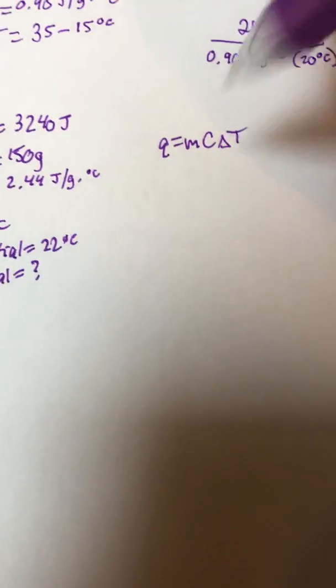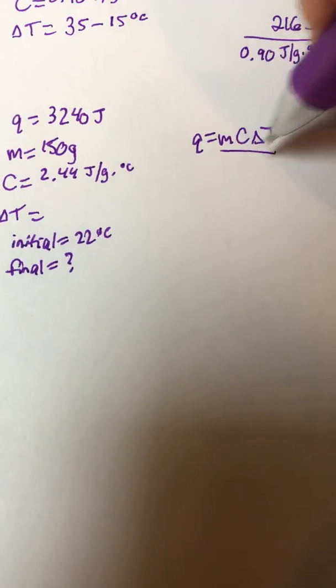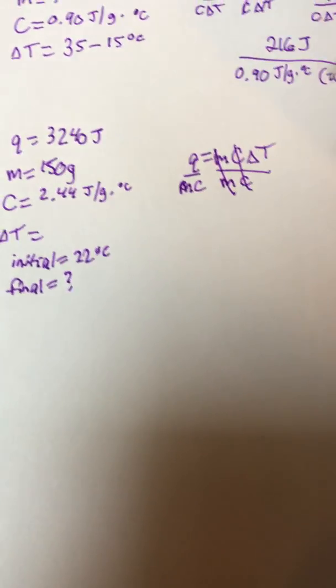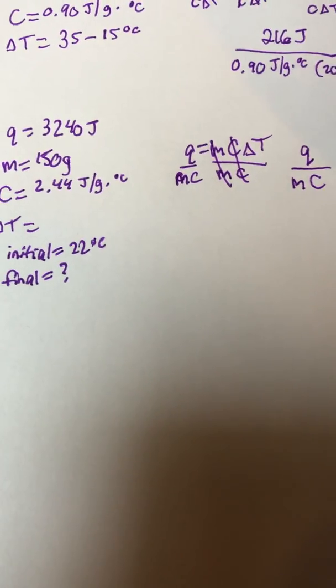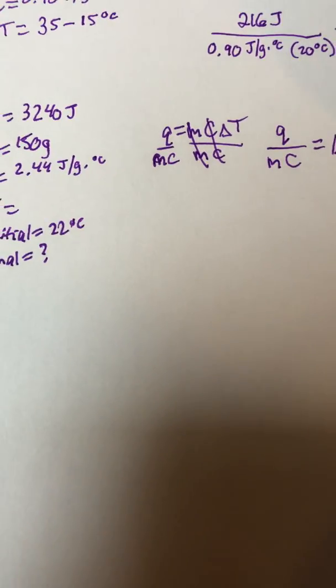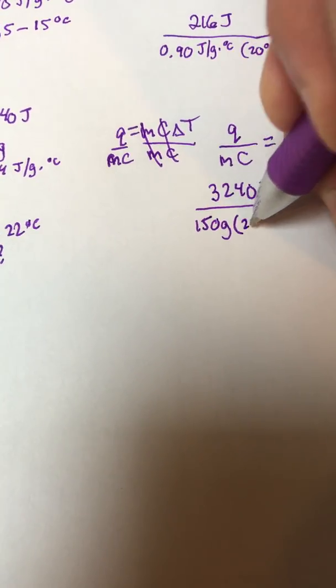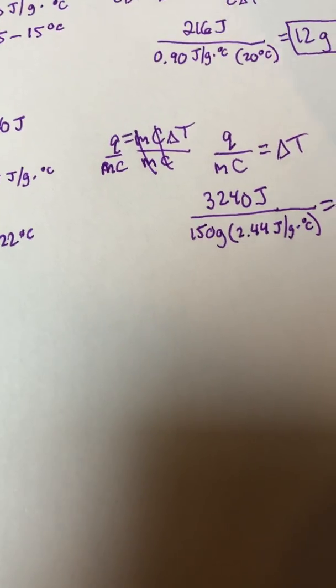Once again, I want to rearrange my formula. For those of you who don't like doing that, just go ahead and solve, but I'm going to rearrange. So I need to isolate my delta T, so I'm going to divide out my MC. I should get my new formula of Q over MC equals delta T. Now I'm going to plug and solve for my change in temperature. 3,240 joules divided by 150 grams times our specific heat of 2.44 joules per gram degrees Celsius. And this will give us our change in temperature.